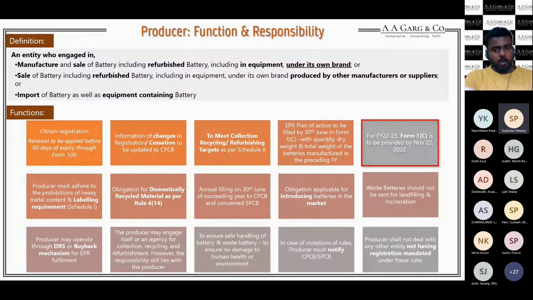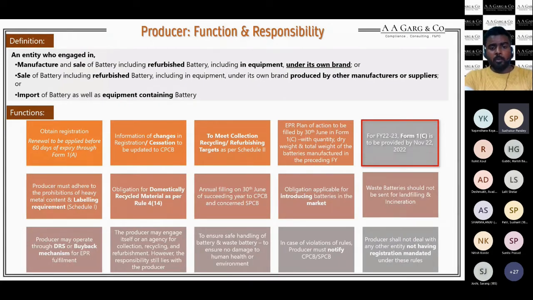Then the producers are required to file the EPR plan of action by 30th June in Form 1C, with the total quantity, total dry weight of the battery that they have manufactured in the preceding financial year. However, for FY 2022-23, this Form 1C is required to be provided by November 20th of 2022. Then the next responsibility given to the producer is that they need to adhere to the provisions of the heavy metal content and labeling requirement as given in Schedule 2.